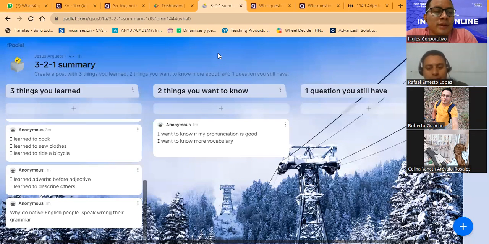Why do native English people speak wrong their grammar? Let's ask this question to ourselves. Why do native Salvadoran Spanish people speak wrong our grammar? Or why do we speak wrong? Many factors, right? Your level of education. If you don't go to the university, you might lack vocabulary. If you don't like reading, that can be a factor. That can be a reason as to why somebody doesn't use proper grammar. Another can be their culture, their values. And there are so many things.